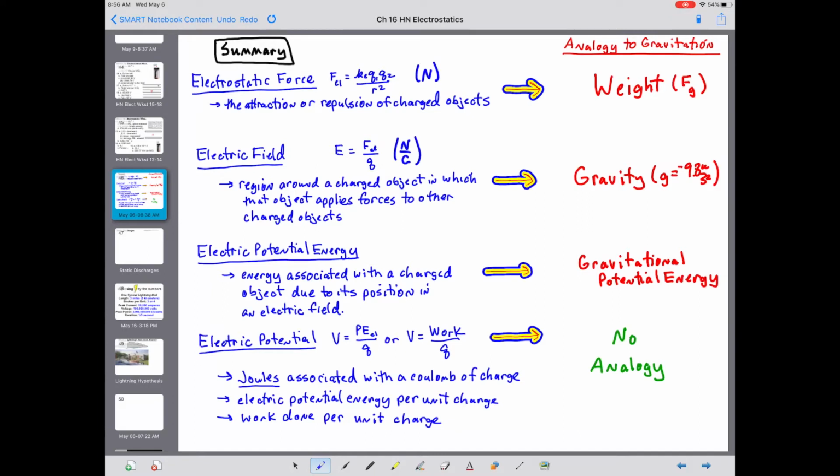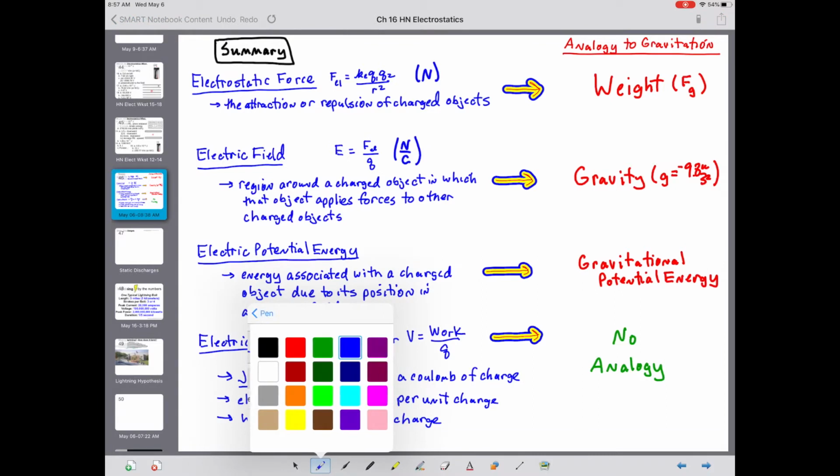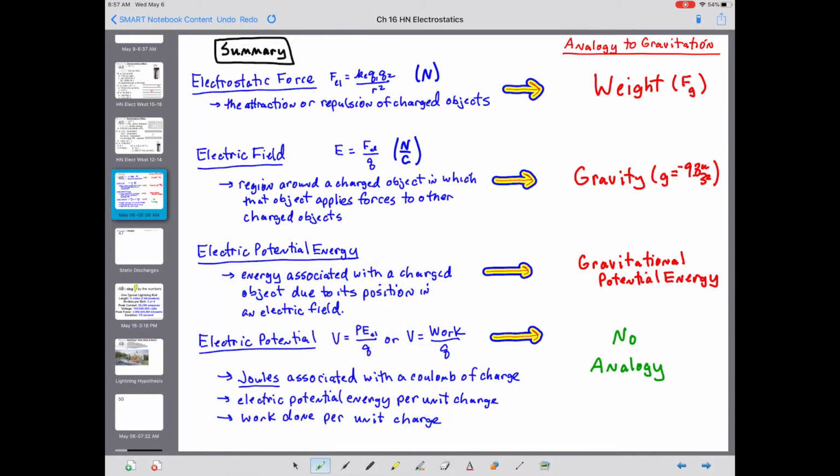Electric potential sometimes goes by different terms. You may see the term electric potential, or sometimes just referred to as potential, or sometimes just referred to as voltage, and even sometimes as a potential difference. It all references the same thing, and that's how many joules you have per coulomb of charge, whether those joules are potential energy, whether those joules are joules of work being done. So think of joules per coulomb.